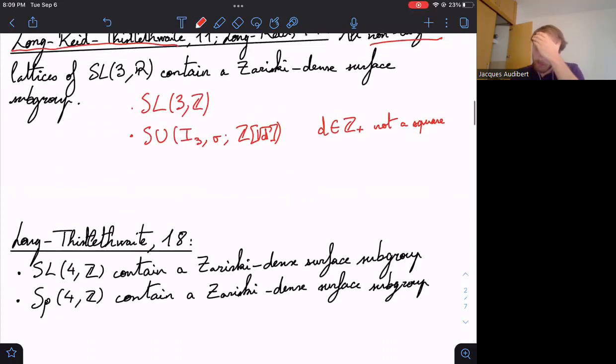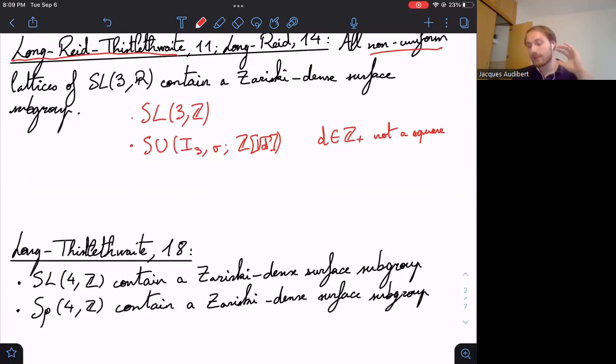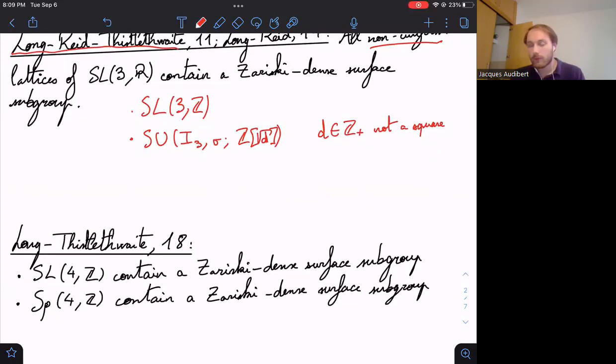The method is the same as Long with Thistlethwaite. It's always numerical methods, and it's quite different from what I do. And especially, I cannot obtain those results. And I will explain why those two results are in a sense harder to obtain.